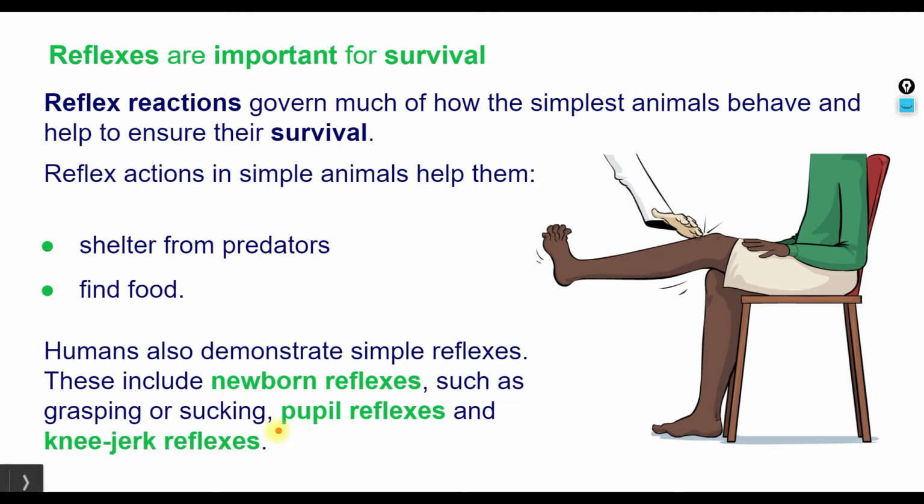There are also pupil reflexes, like the one we saw at the beginning, where if a bright light is shone into an eye, the pupil automatically becomes smaller to protect the eye.